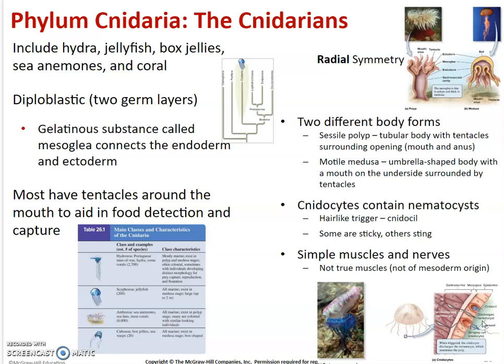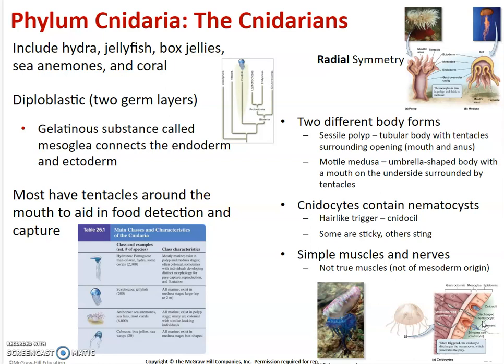Special cells called cnidocytes contain nematocysts, and these are almost like little harpoons that jut out and trigger and sting other organisms, and that's how they stun their prey to eat them, and that's why jellyfish sting. They have these little nematocysts that pop out and kind of harpoon you with a chemical that burns and stings. Some of them are sticky instead and they just trap you in them.